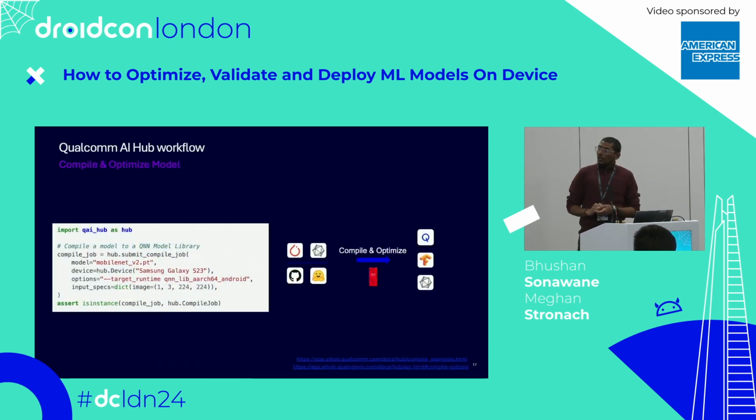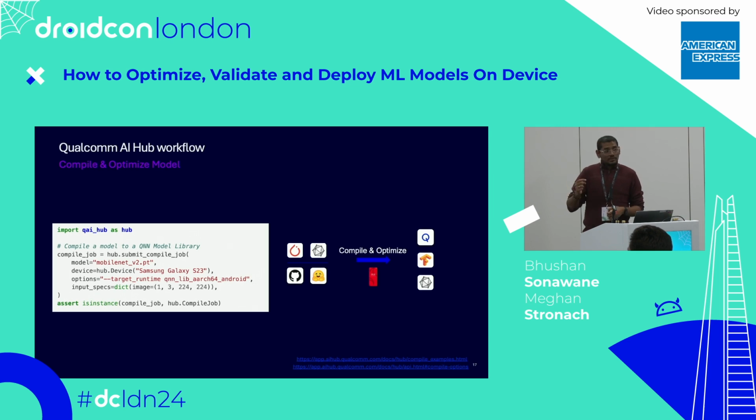So let's look into how you submit a compilation job. A compilation job is as easy as submitting these 5 lines of code. We have a Python client that you can use to submit this job. Let me just walk you through this API. Submit compilation job requires a path to a local PyTorch model. For example, here we have a MobileNet V2 model.